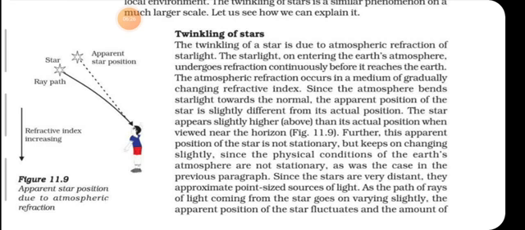The starlight on entering the Earth's atmosphere undergoes refraction continuously before it reaches the Earth. The atmospheric refraction occurs in a medium of gradually changing refractive index. Since the atmosphere bends starlight towards the normal, the apparent position of the star is slightly different from its actual position.